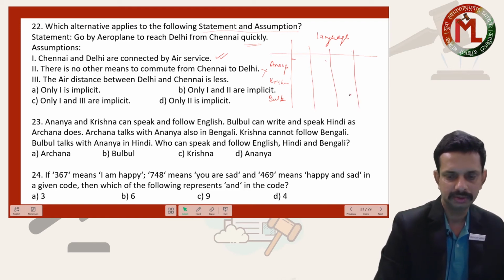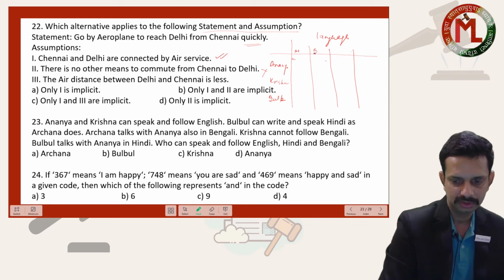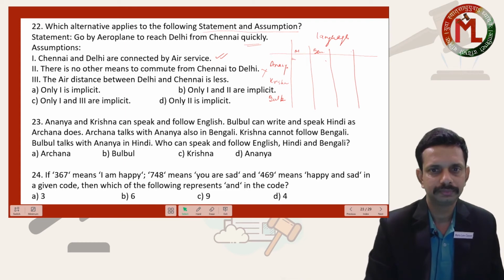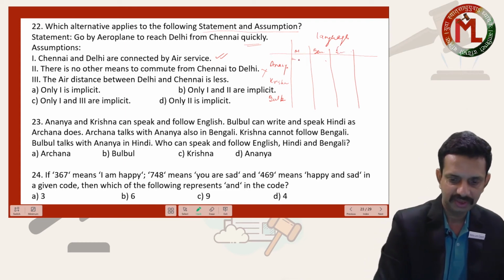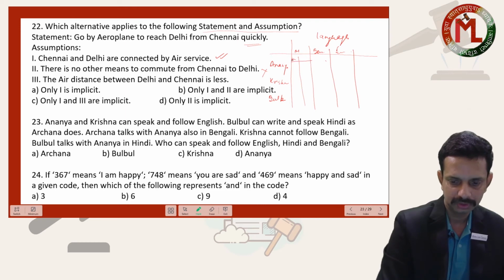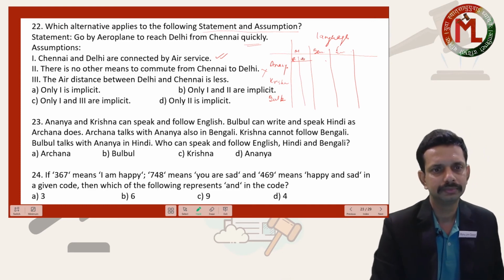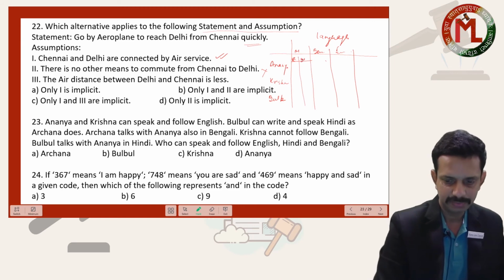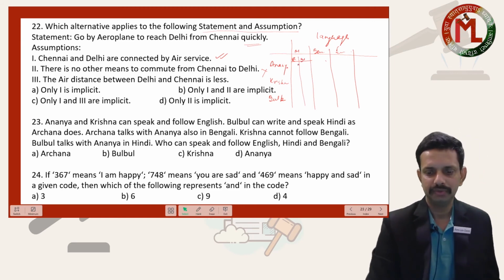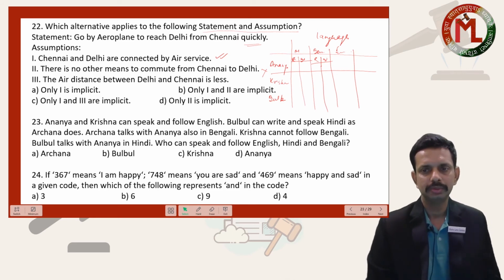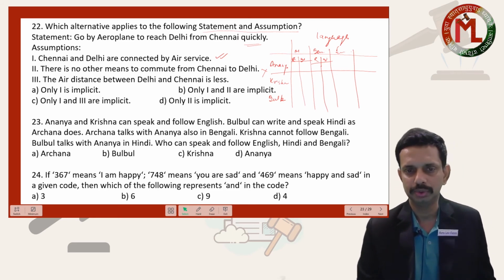Like Hindi, Bengali, and English. Now for every language there are 2 options: reading and writing, speaking. Reading and speaking, like that, and then you can tick mark which section follows which one, right? So by using a table or by making a table you can answer these questions.